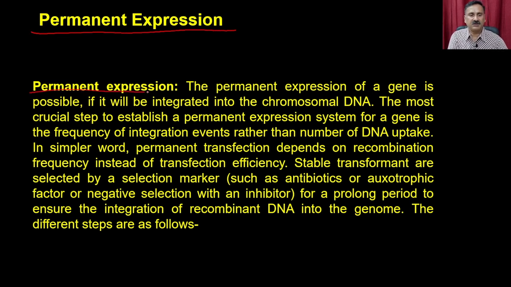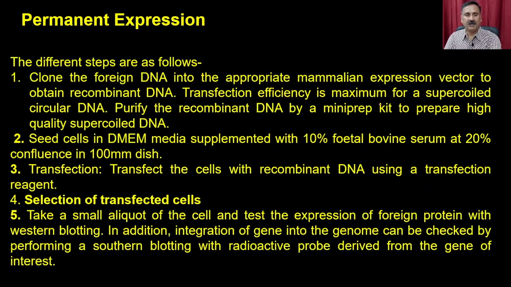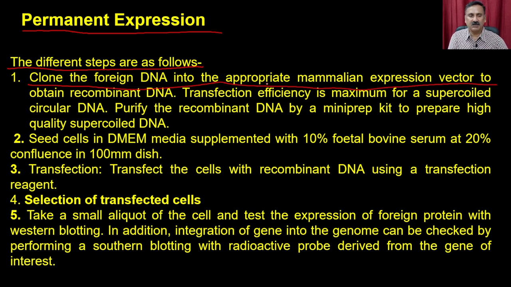So permanent expression of a gene is possible if it is integrated into the chromosomal DNA, and permanent transfection also has multiple steps which you have to follow. In permanent expression, you have different steps. You clone the foreign DNA into the appropriate mammalian expression vector to obtain the recombinant DNA.